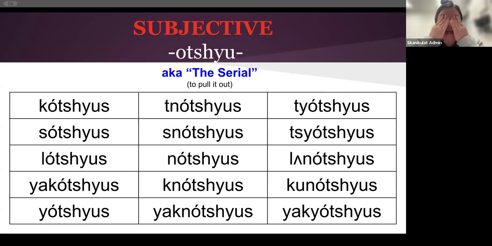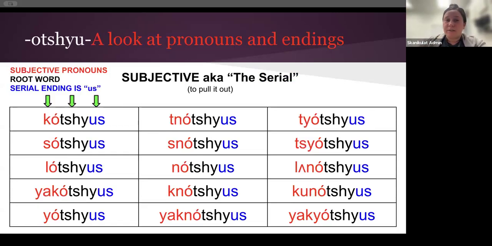So if you look at these, do you see the pronouns? Can you guess what the ending is? I'm going to show you here on the screen. Let's take a closer look at the pronouns and the endings. I have the subjective pronouns color-coded in red. I have the root word color-coded in black, and then the ending is color-coded in blue. Now, is the root O-T-S-H-Y-U? Yes. It is important to know that sometimes letters are shared between the beginning and the end.